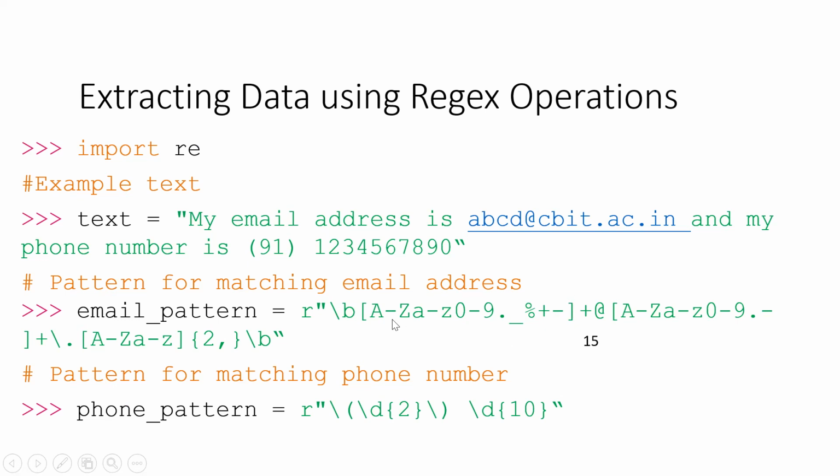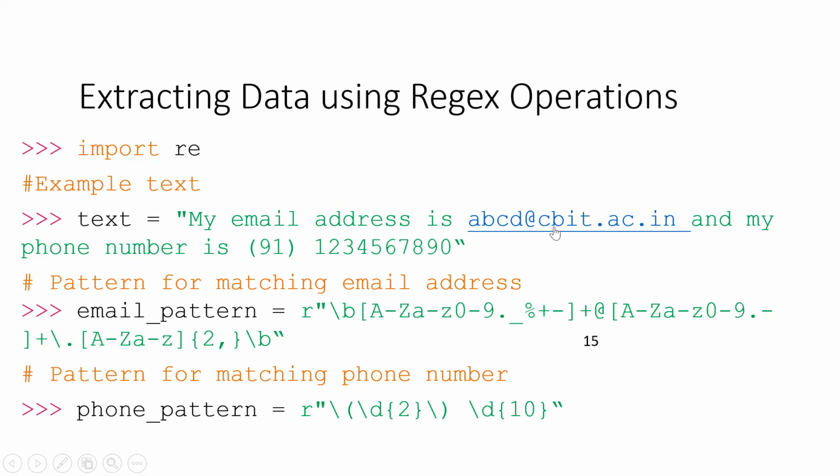Inside the brackets you can have capital letters or small letters or 0 to 9. You can have dot, underscore, percentage. Whatever characters you want to include at the beginning, you write after the \b and enclose in these brackets. After that, you have the @ symbol. So you add to this regular expression, what should you add? @.